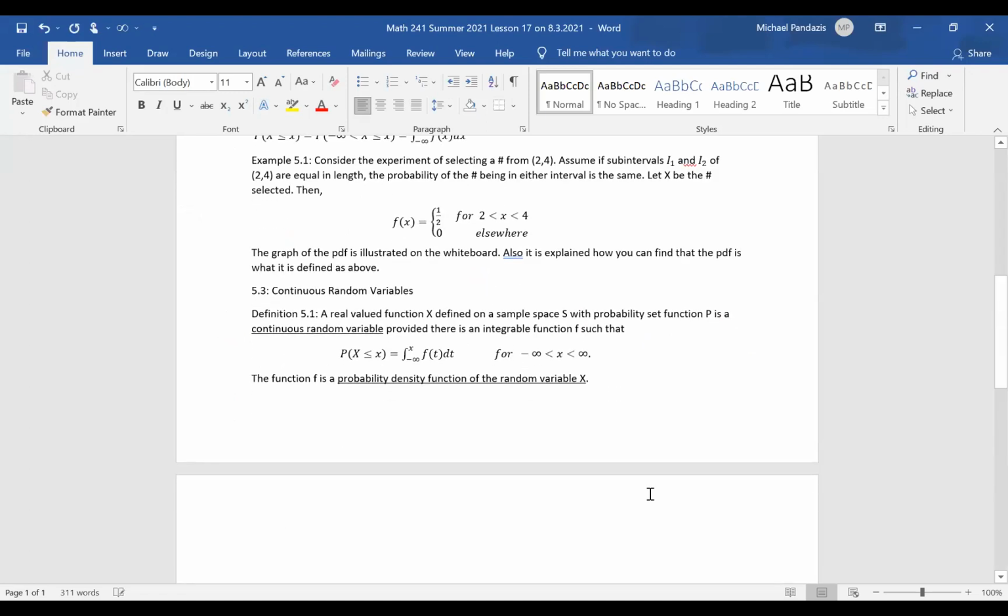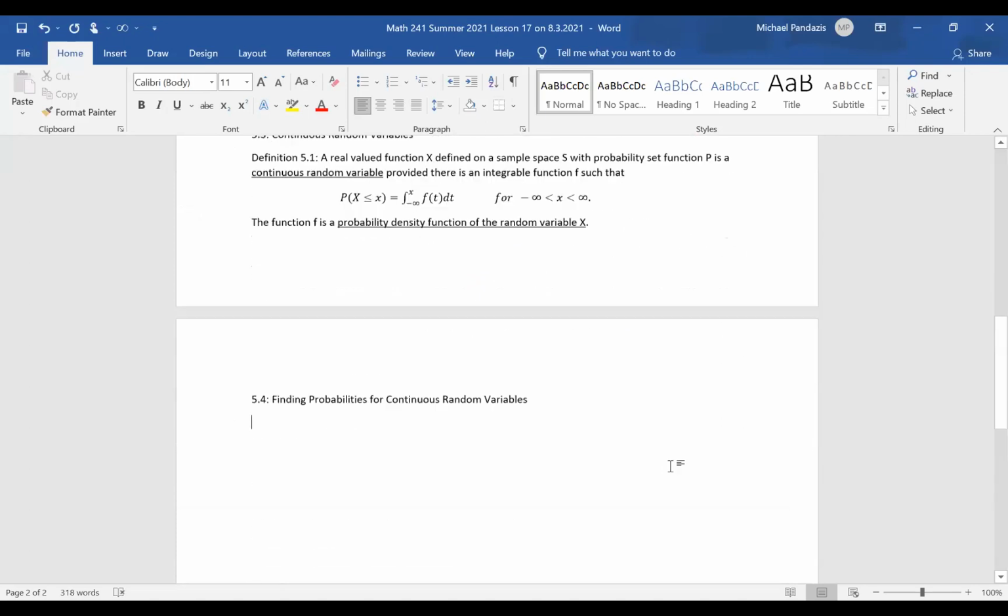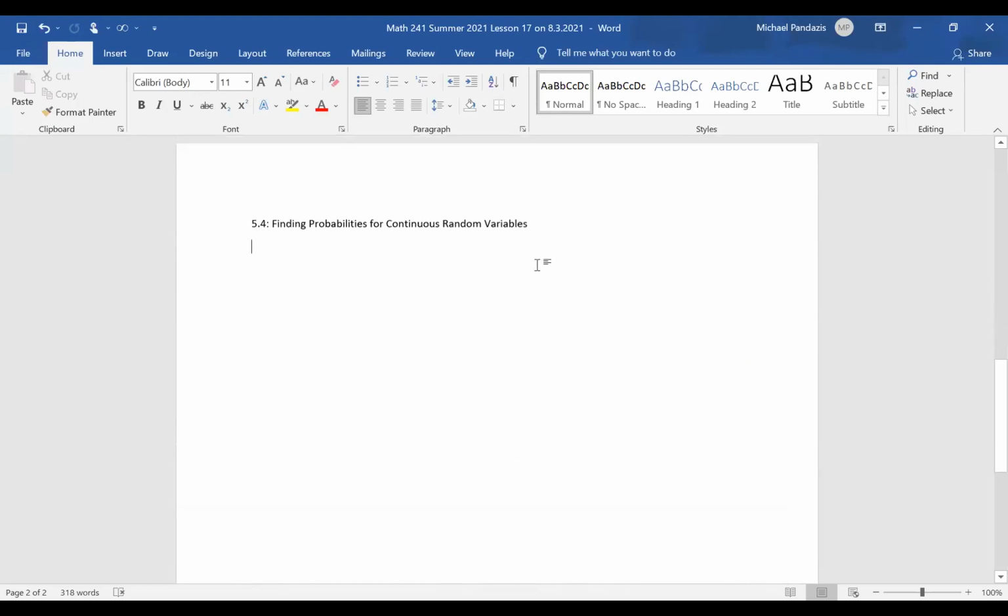Okay. So the next section is 5.4, finding probabilities for continuous random variables. Okay, so let's call these the rules for finding probabilities for continuous random variables.